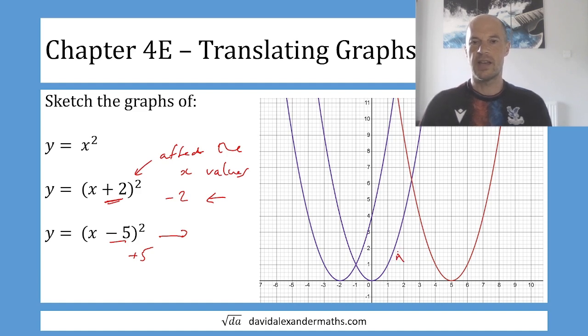So here is my x squared. So this one has moved 5 to the right, so that's going to be the x minus 5 squared. Again, it looks like because it's gone 5 to the right, it should be x plus 5. As I said, it is a bit counterintuitive. And this one has been shifted to the left by 2, so that is the x plus 2 squared, this one here.